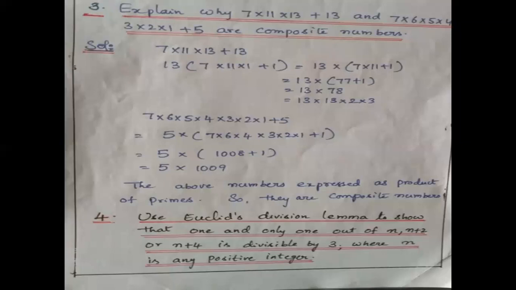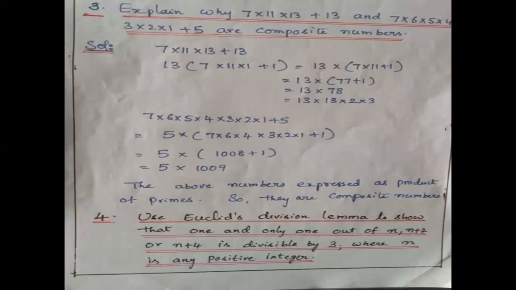Now the second one, that is 7 into 6 into 5 into 4 into 3 into 2 into 1 plus 5. In both again 5 is common. Take 5 common. The leftover in the first part is 7 into 6 into 4 into 3 into 2 into 1 plus 1.